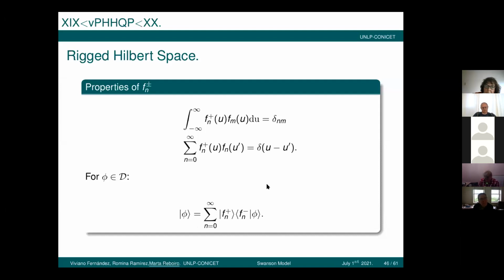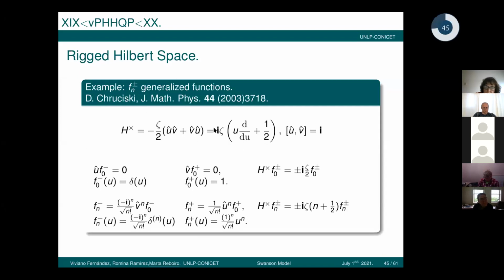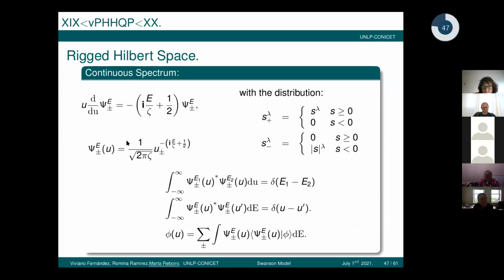And moreover, there is also a continuous spectrum associated to the Hamiltonian I have proposed, and the eigenfunctions associated to this continuous spectrum are well known in terms of distributions, and a function of phi can also be expressed in terms of these distributions. So let us come back to our problem.